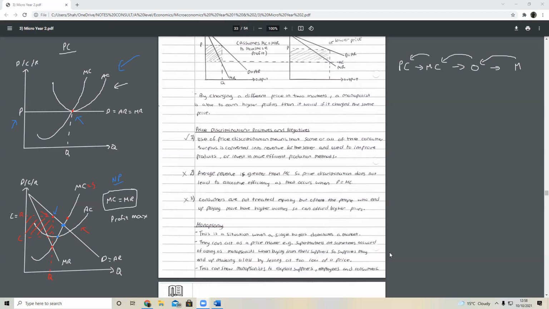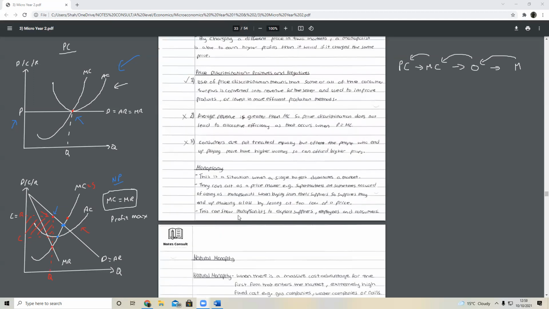You can also argue that the government is a monopsony because it's the sole buyer of nurses and doctors in the NHS. And so they set their wages. You could argue that nurses are underpaid for how much they do, and that's because the government is using its monopsony power. Do you get it? So they're basically exploiting suppliers, employees, and consumers.